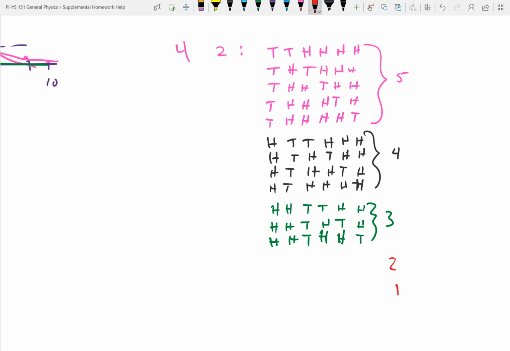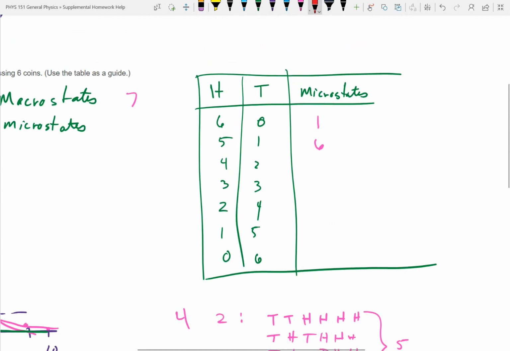5 + 4 + 3 + 2 + 1. As you probably learned, you can do 5 + 1 = 6, 4 + 2 = 6, and then +3. So we have 12 + 3 = 15. So we have 15 there. And then by symmetry, this one's 15, this one's 6, and this one's 1. The only thing we have left is 3, 3.